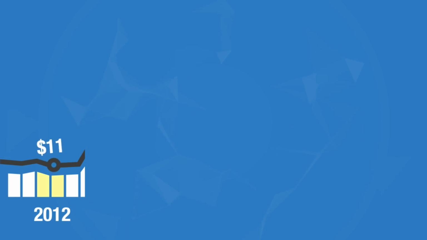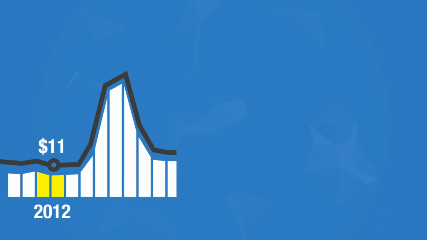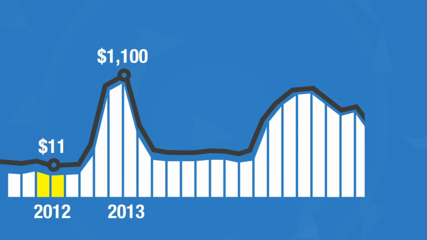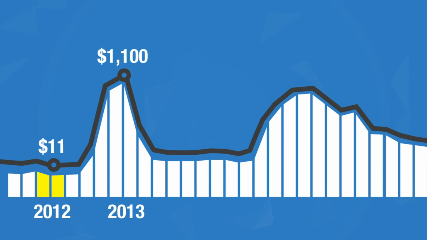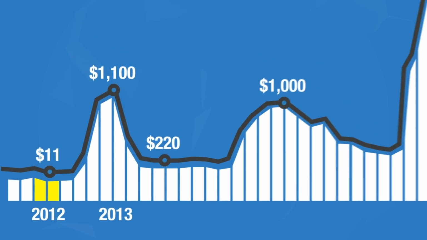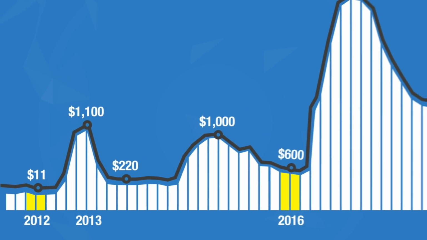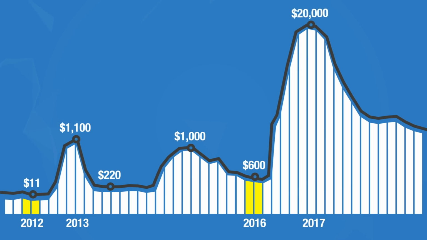Bitcoin was around $11 when the first halving occurred in November 2012. Then, in 2013, an entire year later, Bitcoin spiked to $1,100, the highest Bitcoin had ever been at that time, before dropping back down to around $220 and remaining under $1,000 for the next few years. In July of 2016, during the second halving, Bitcoin was around $600 and then spiked to $20,000 near the end of 2017, which was around 18 months later.